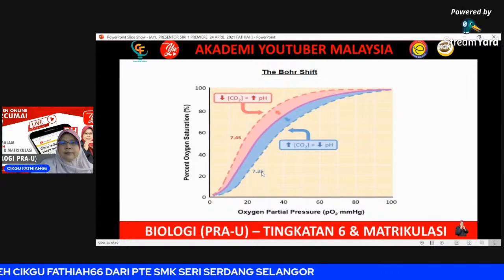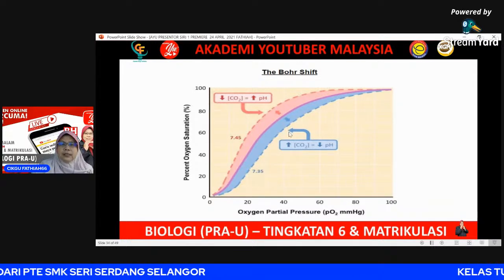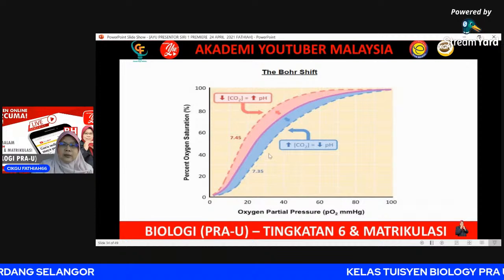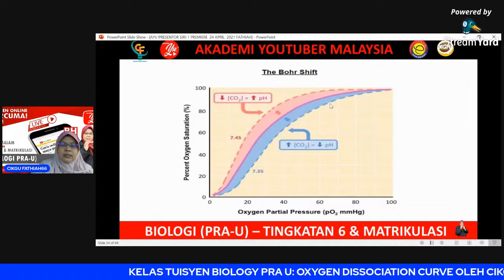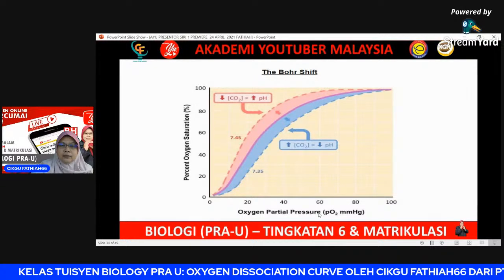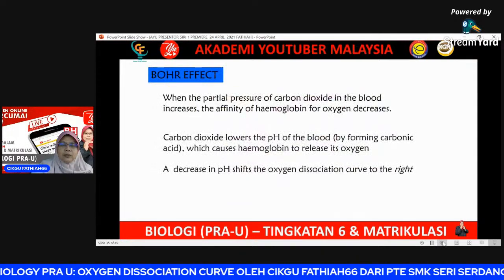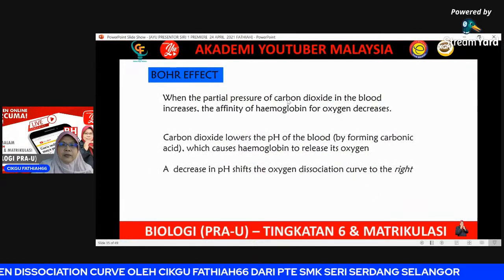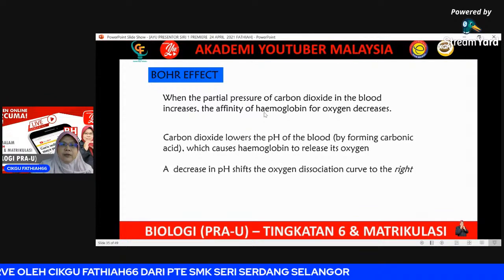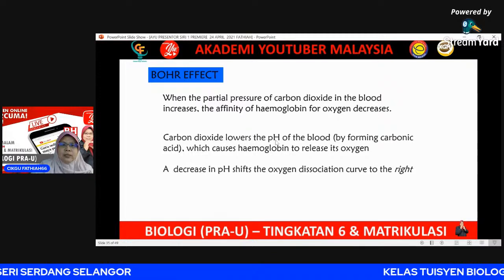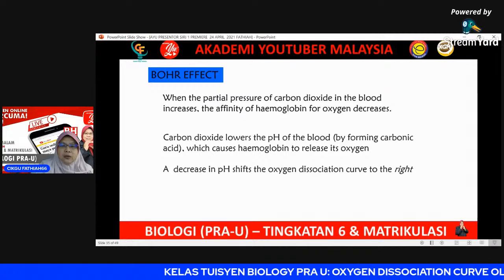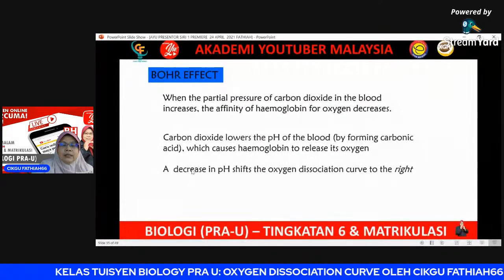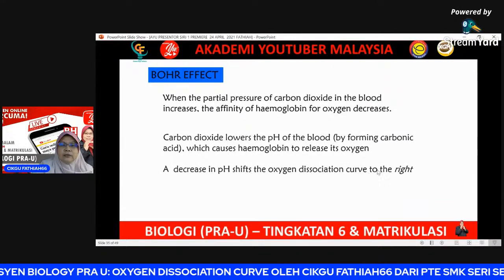So the pH value will decrease, and the oxygen dissociation curve will shift to the right. We call this the Bohr effect. How can it happen? When the partial pressure of carbon dioxide in the blood increases, the affinity of hemoglobin for oxygen decreases. Carbon dioxide lowers the pH of the blood by forming carbonic acid, which causes the hemoglobin to release its oxygen. A decrease of pH shifts the oxygen dissociation curve to the right.